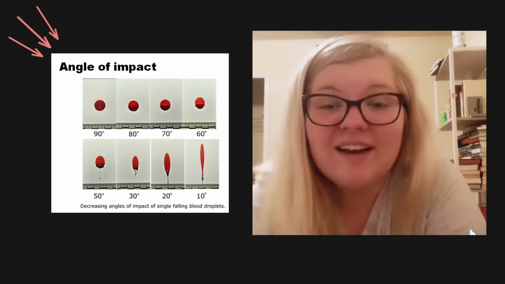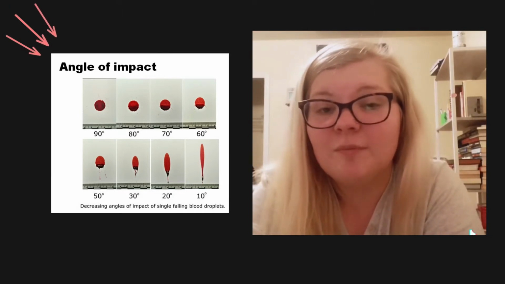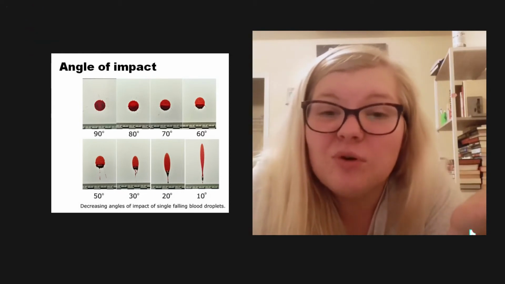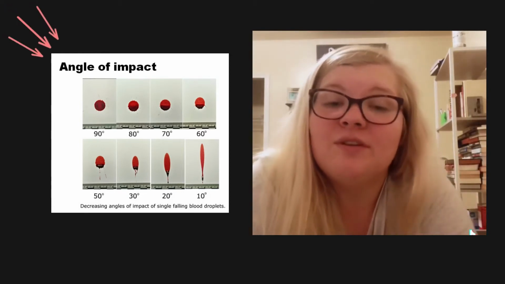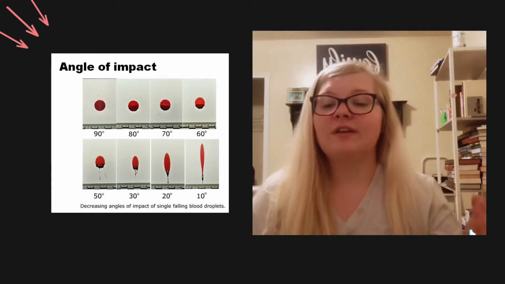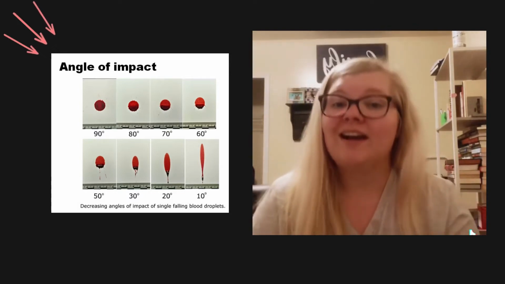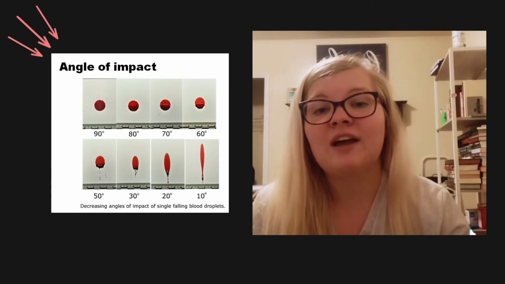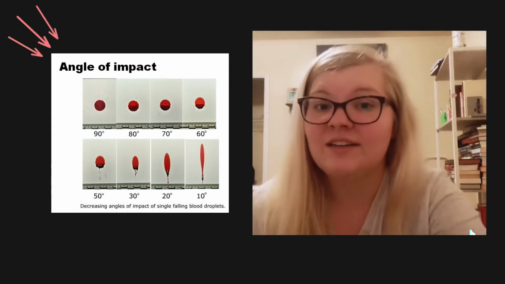The angle of impact can actually determine the shape of the blood droplets. So if it fell in a perfect circle, that means gravity more than likely took over, and that was from a 90-degree angle. However, if it is long and it has a tail on it, it was pointing in a certain direction, which means it's going to have an angle of impact less than 90.